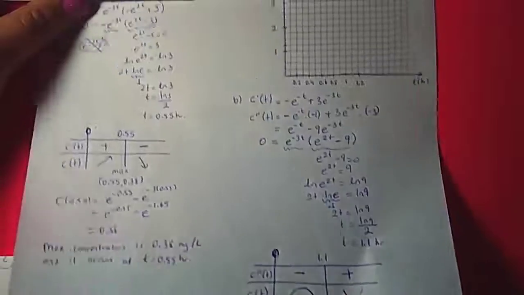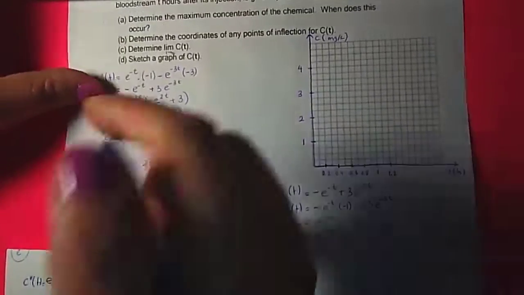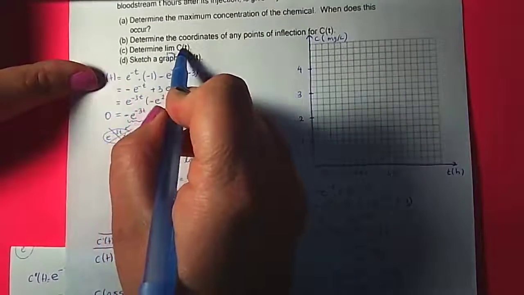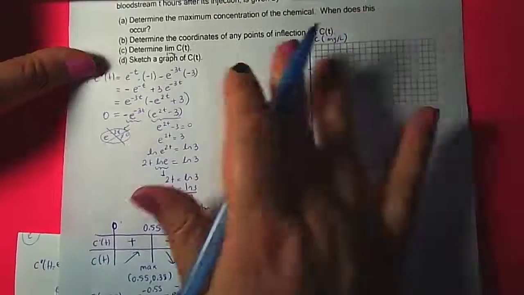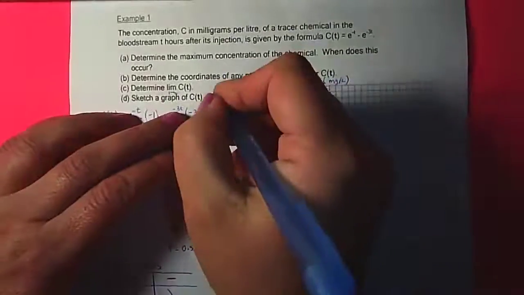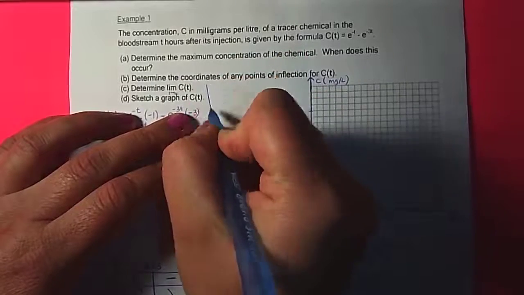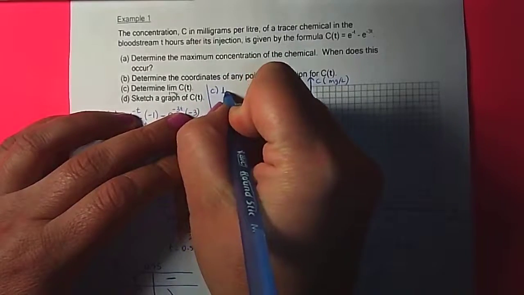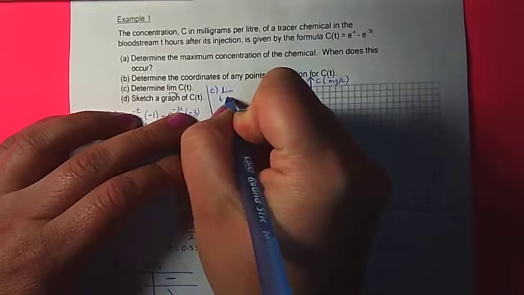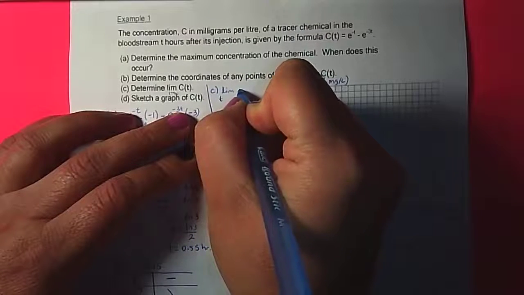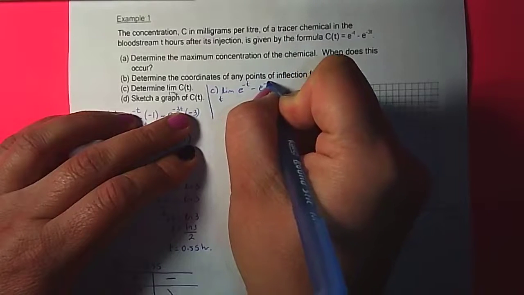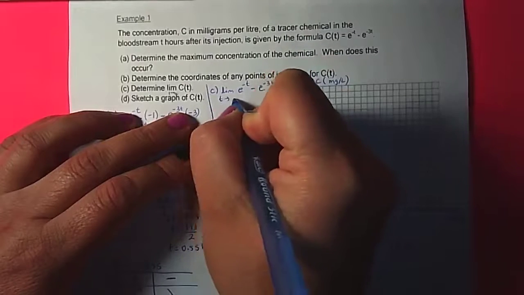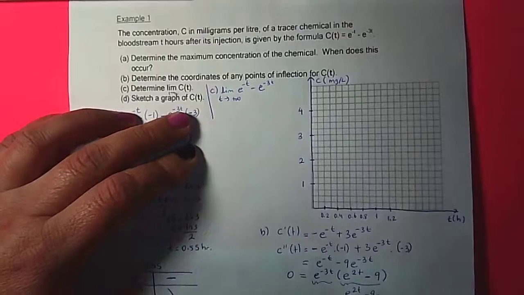Let's look at part C. It says: determine the limit of c of t as t approaches infinity. I'll just do it here, I don't have enough space. So the limit of c of t, the limit of e to the power of negative t minus e to the power of negative 3t as t approaches positive infinity.